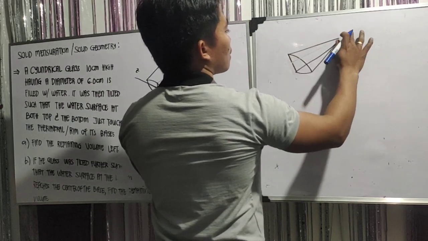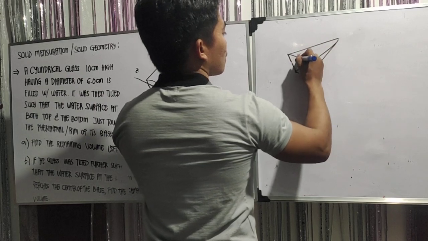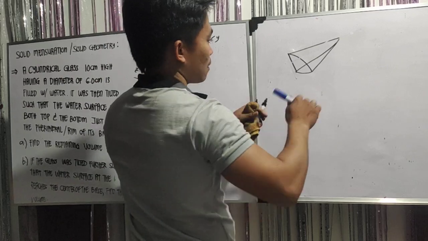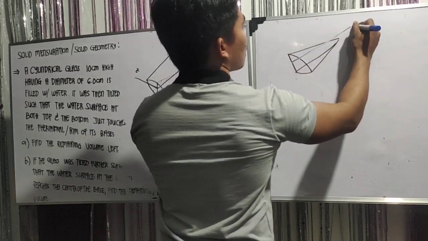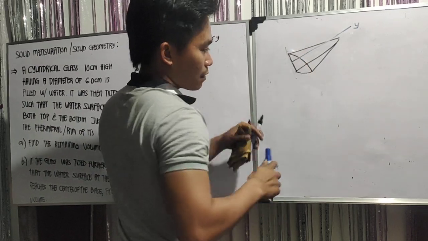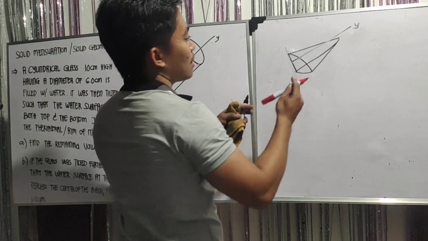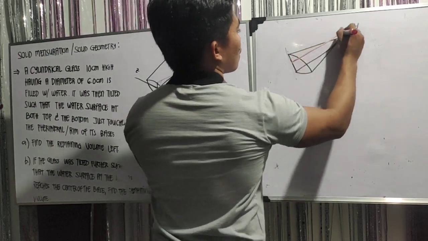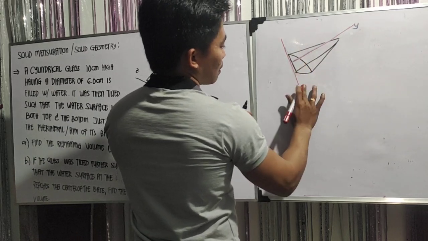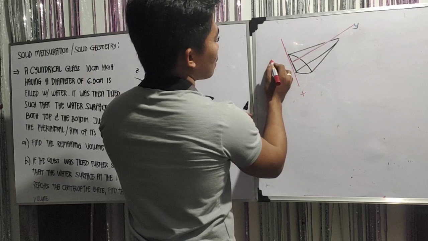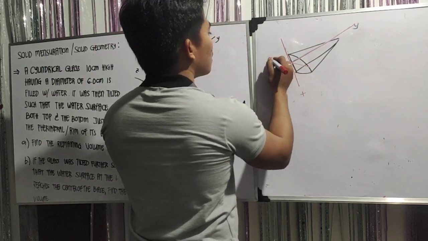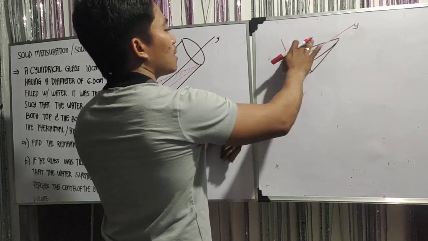Ito si y-axis, okay? Ito naman ngayon si, okay, sige, red na lang. Ito si y-axis. Ito si x-axis. Ito naman ngayon si z-axis. This is z. So, x, y, z. 3D yan.